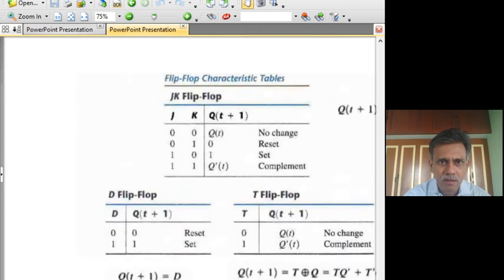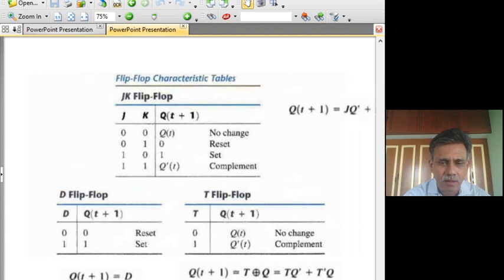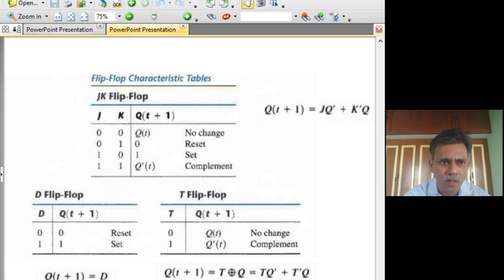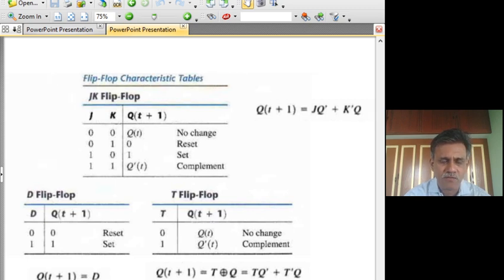And finally, we will summarize the characteristic equation as well as the truth table of all the important flip-flops that we have seen. First is the JK flip-flop. So the Q at the time t plus 1, the new state, is J Q bar plus K bar Q. So for the 4 possible values of J and K, we can evaluate this equation and fill in the table. We can also see it by the functionality of the JK flip-flop.